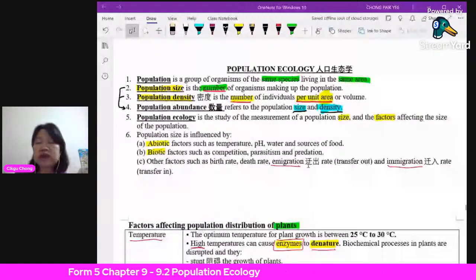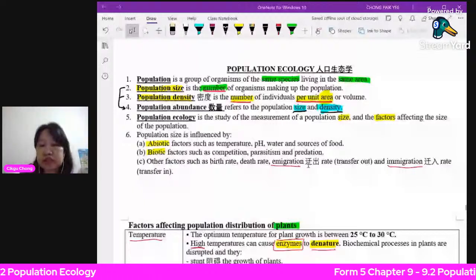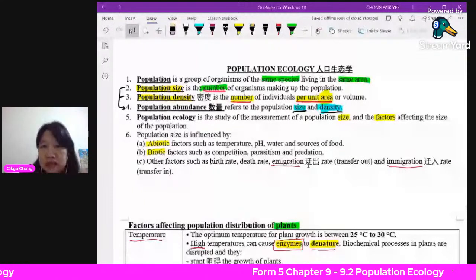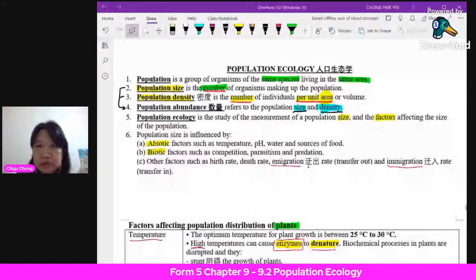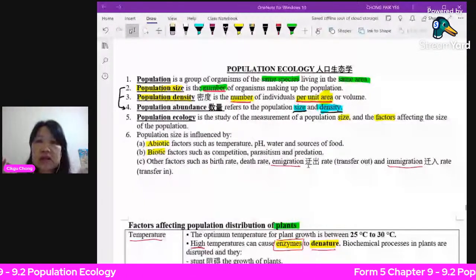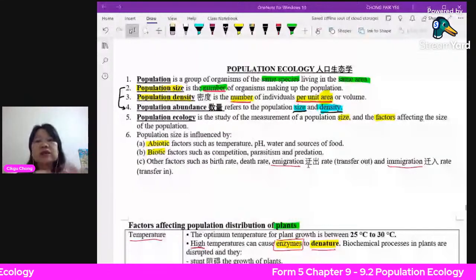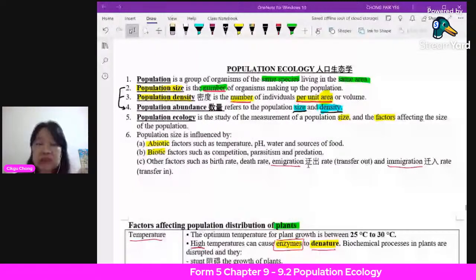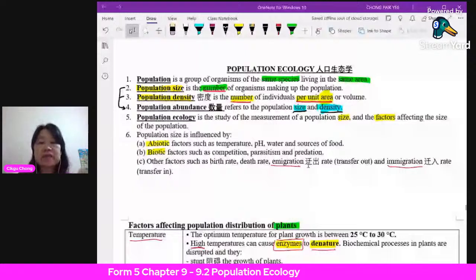Parasitism will cause sickness, and also maybe predation. Predation means one animal eats another animal. So maybe they stay together with a very ferocious predator, and the predator will keep on eating up their numbers. So that's why the number will dwindle, the number becomes less. Okay, so these are abiotic and biotic factors which affect the population.